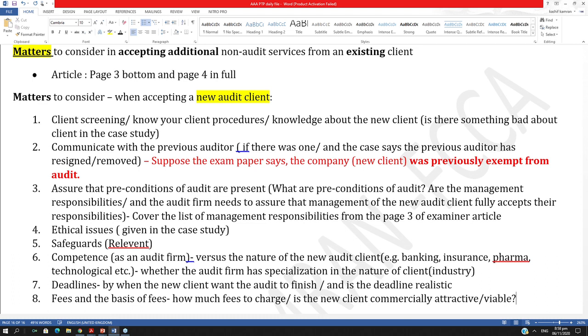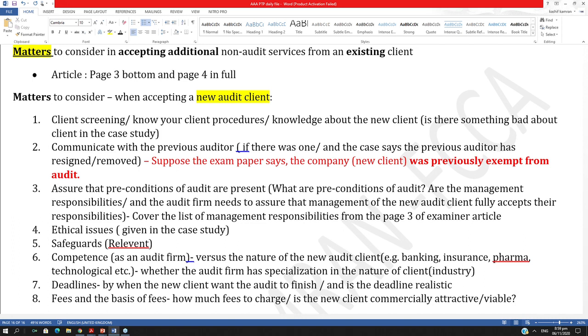If you go for a job interview, will you be concerned about how much salary you will be getting from your new employer? Look at point number 8 carefully. So is the audit firm getting a new job? Is the audit firm getting a new client? And as an audit firm, will the audit firm be interested to know how much income it will be getting from this new client? Greater income or minor income?